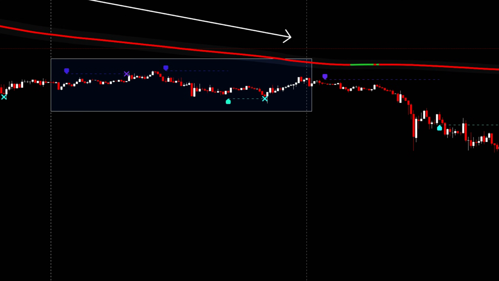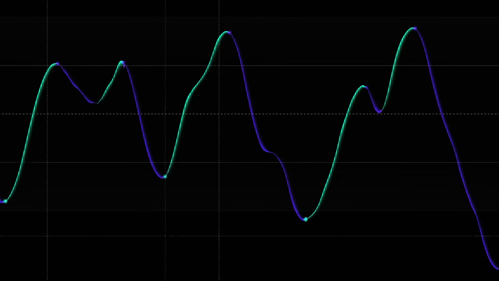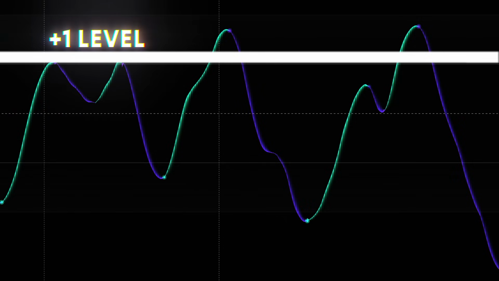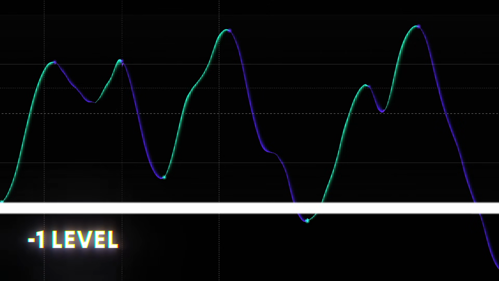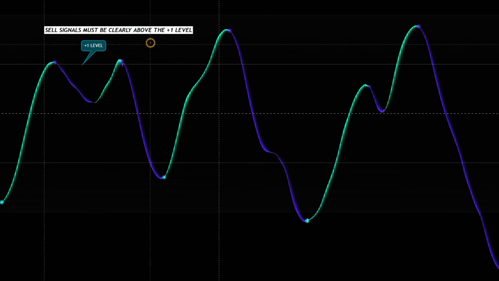In a choppy market, the two-pole oscillator confirms the strength. Its levels 0, +1 and -1 show how strong the signal is. In a downtrend, we only take sell signals clearly above +1. Signals too close to +1, skip them. Only confirmed signals get executed. This is what separates a smart trade from a guess.